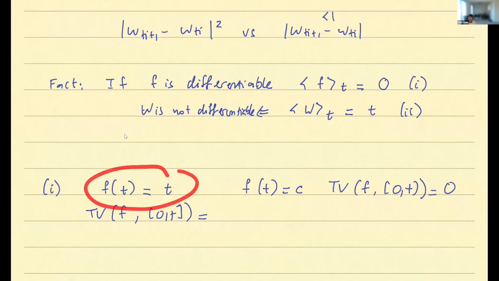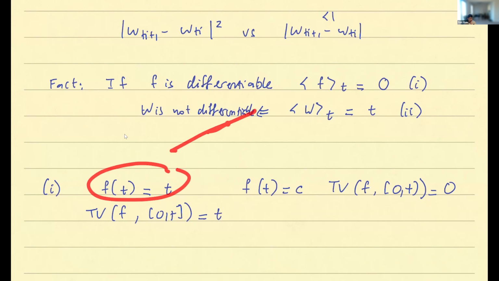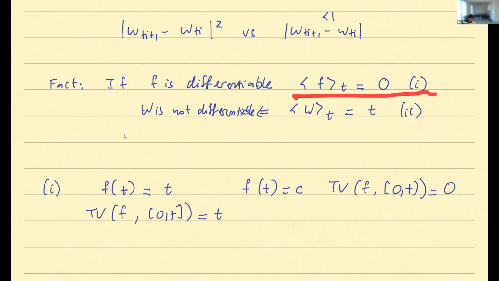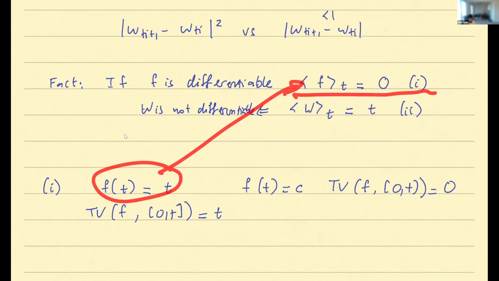What's the total variation of this function? It does move, right? Yep, t. This is something that keeps going up with velocity 1. So of course the total distance traveled is t. But what I'm saying is, this is differentiable. And so the quadratic variation is going to be 0.